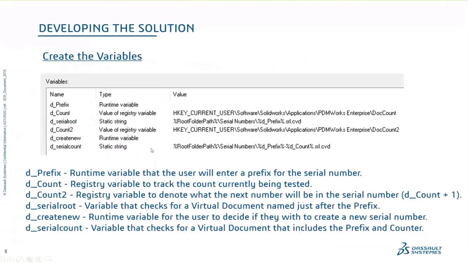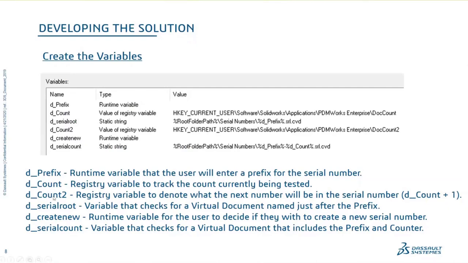Okay, so there's a lot of variables we're going to have to create here in order to run the script. The prefix is going to be a runtime variable that's going to prompt the user to enter a prefix that's going to go before our serial number. This one is just the current count. So this is going to track the count that is going to be tested. As we loop through this, that's going to be the number that we're tracking.